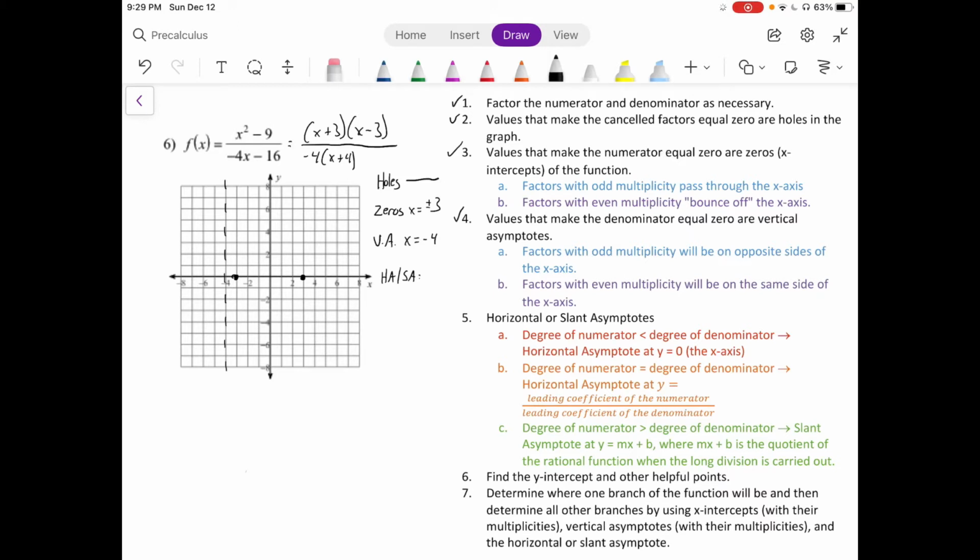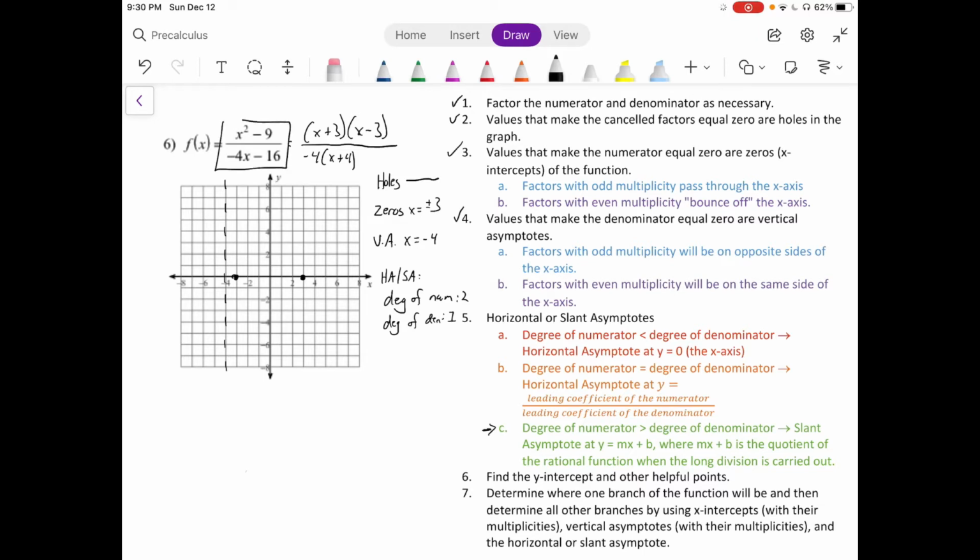Horizontal or slant asymptote, we look at the degree of the numerator and the degree of the denominator. The degree of the numerator is 2 and the degree of the denominator is 1. So the degree of the numerator is greater. So we're going to have a slant asymptote at y equals mx plus b. So it will be a non-horizontal line, where mx plus b is the quotient excluding the remainder. So we have to do long division.